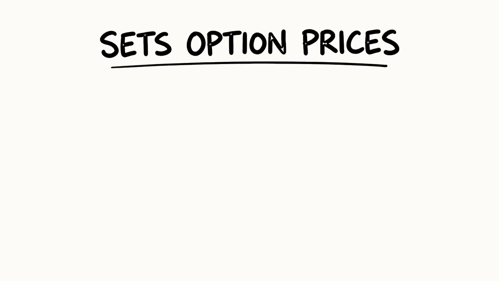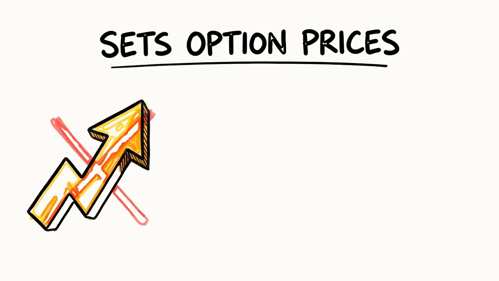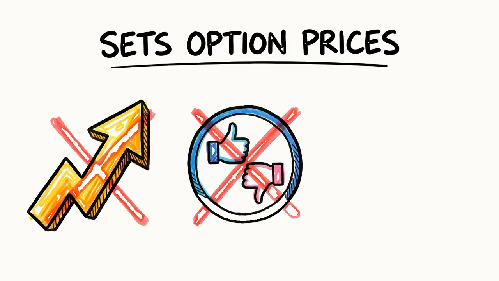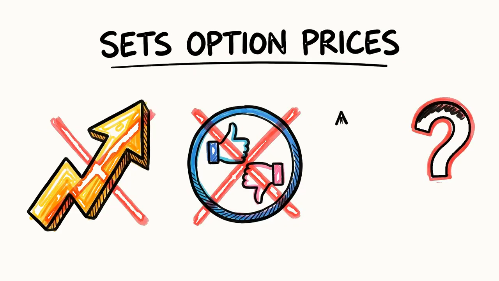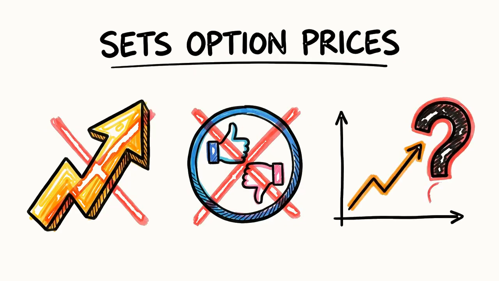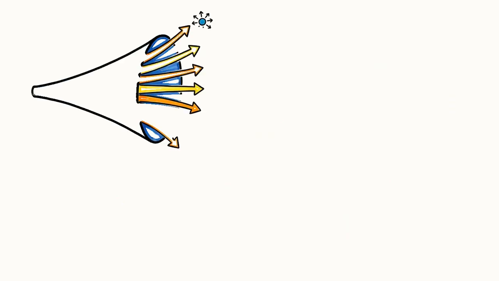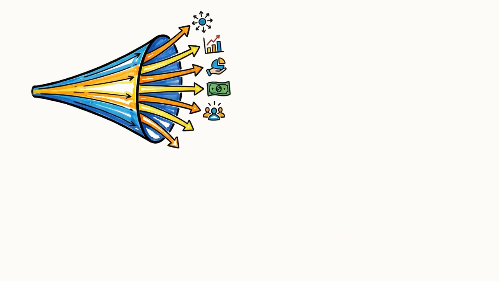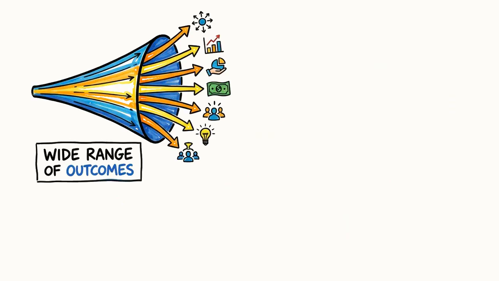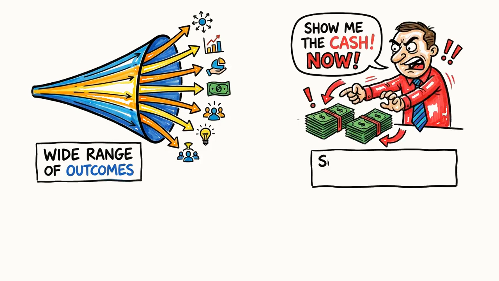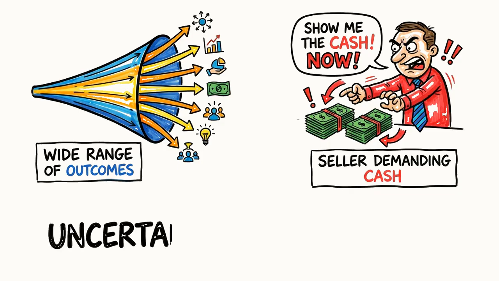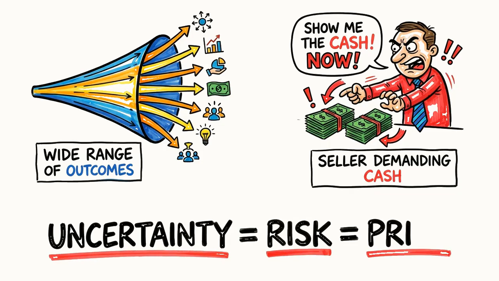Here's what volatility actually does. It sets the price of options. Not the direction of the market, not whether the asset is good or bad, just the uncertainty of where the price could end up by the time that contract expires. The wider the range of possible outcomes, the harder it is to price risk, and the more a seller demands to take that risk on. Uncertainty is risk. Risk has a price. That price is baked into every single contract.